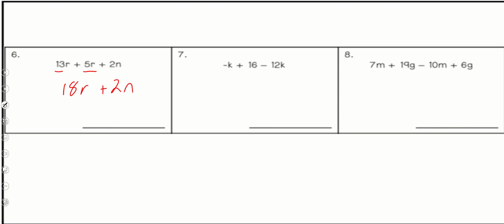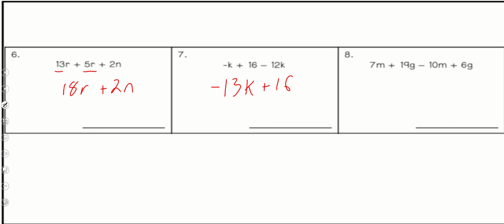Number 7. Lacey? 13K plus 60. No? Yeah, we got negative 13K plus 16. Since we got a minus K and a minus 12K, we combine them because the signs are the same. They're both minuses, but we have to keep that sign on those.